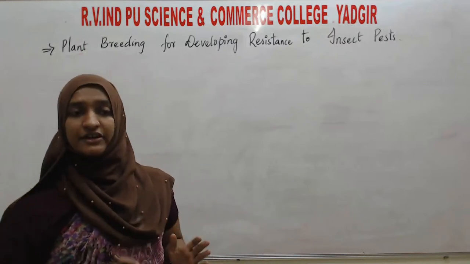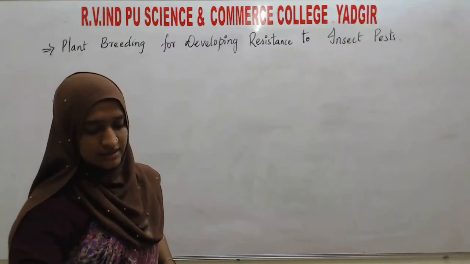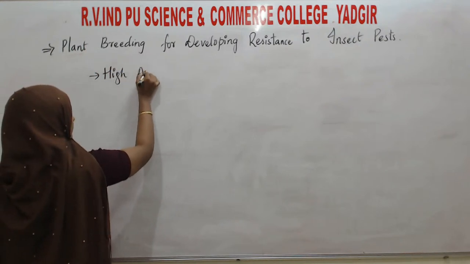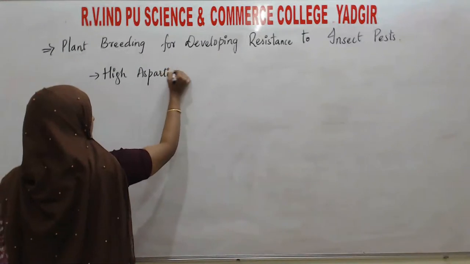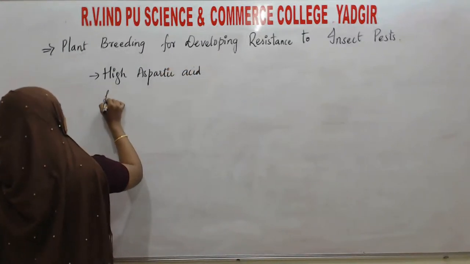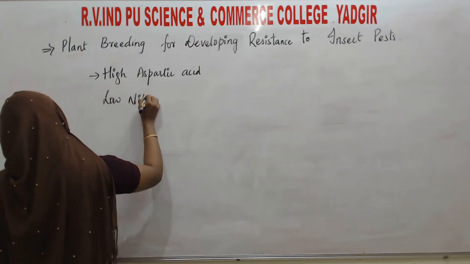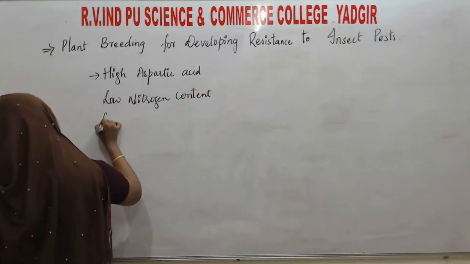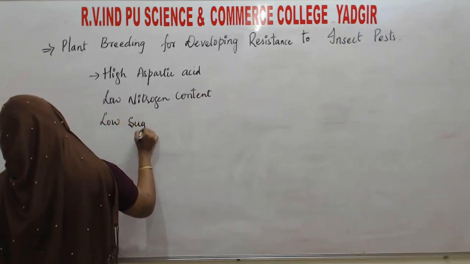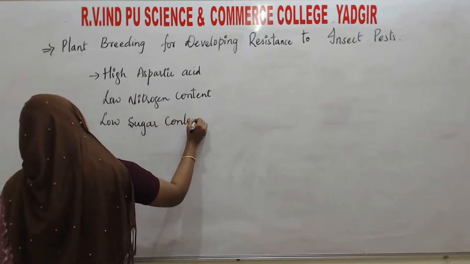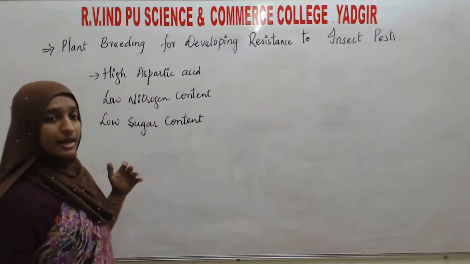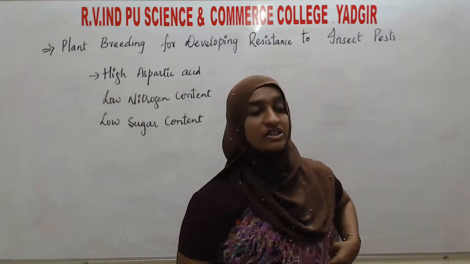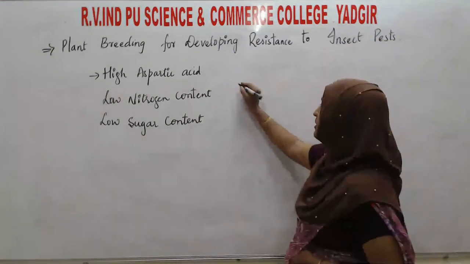One more, that is according to the biochemical character: high aspartic acid, low nitrogen content, and one more, that is the low sugar content. In which plant are they telling me, sir? That is in the maize plant.